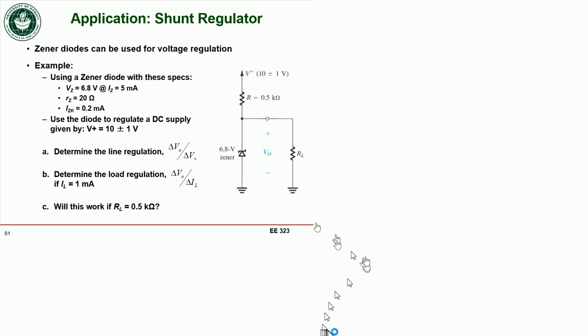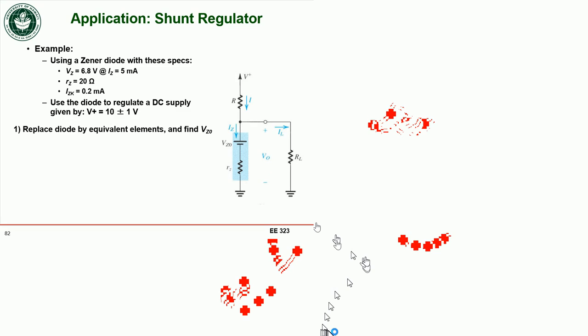We're going to hook it up to a DC supply that has a ripple of plus or minus 1 volt around a constant 10 volt output. So we're going to figure out line regulation, load regulation, and if this regulator will work properly if the load resistance is half a kilo ohm.